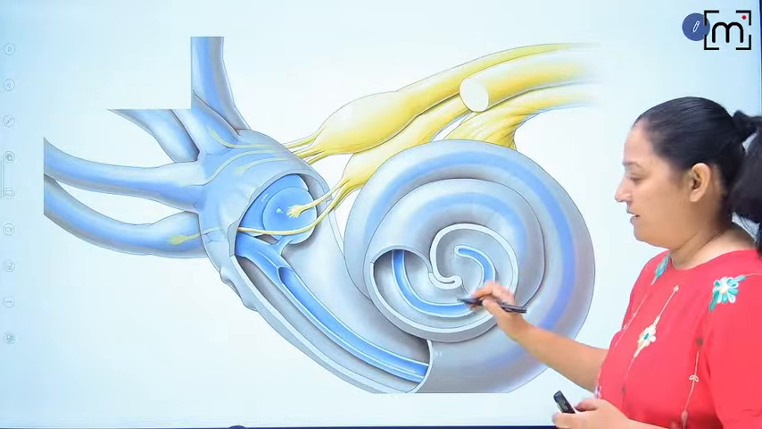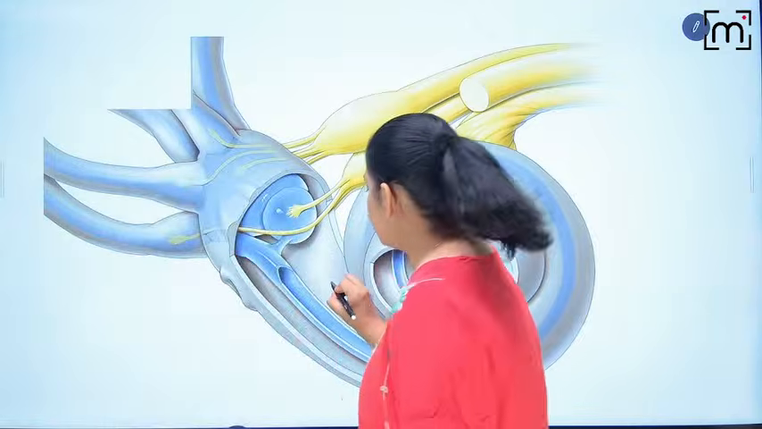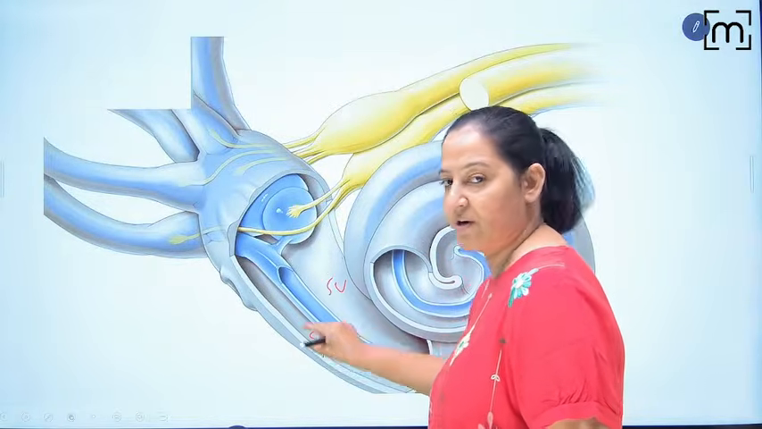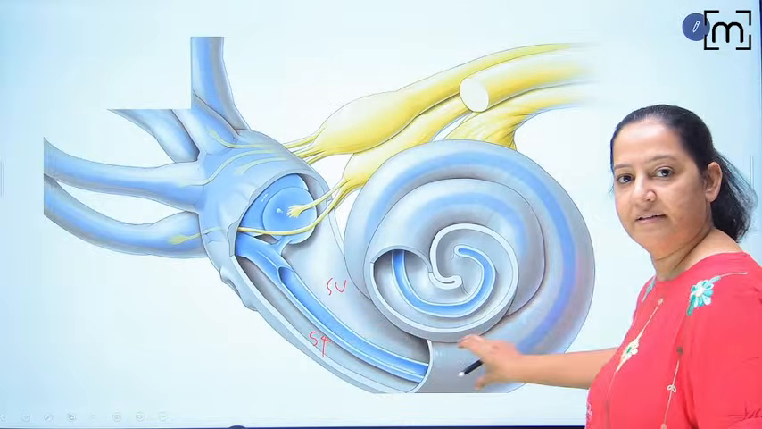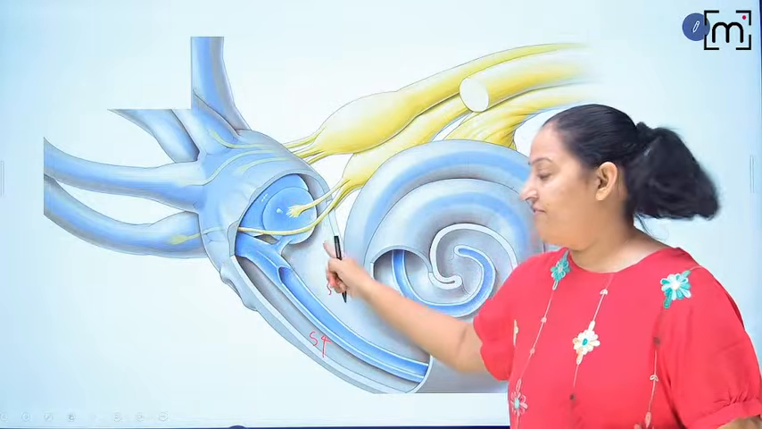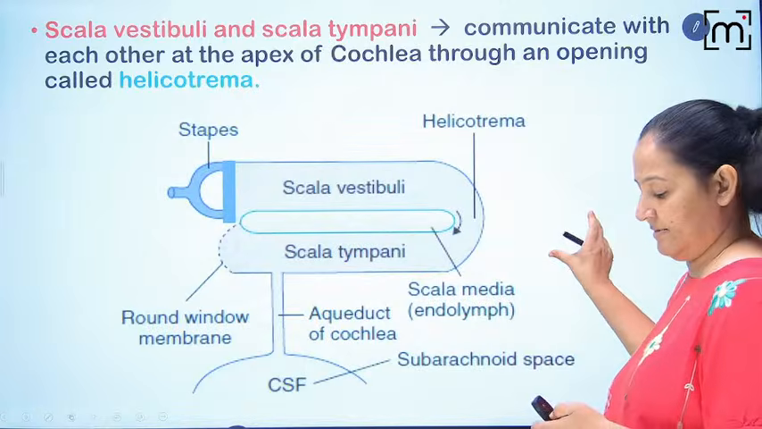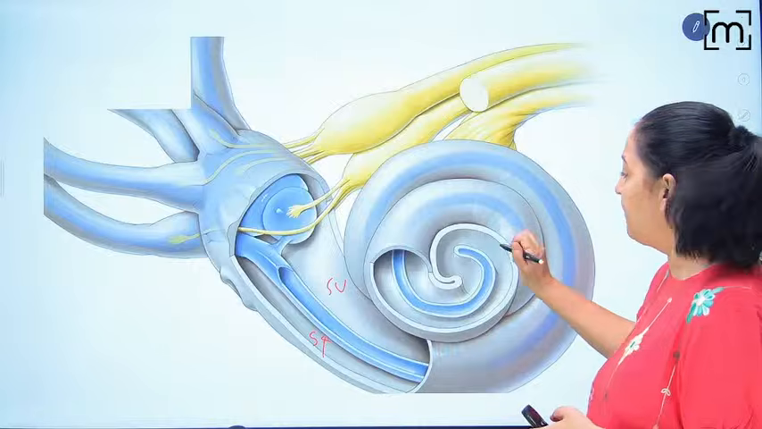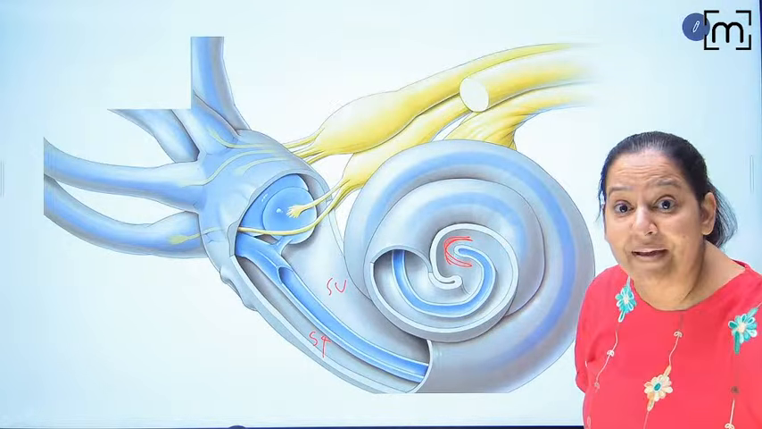Let me show you. Please focus. This is scala vestibuli, and this is scala tympani. I'm interested in the first and the third, not the middle one. The middle one is a tube, membranous. See the first and the third. They are like this, like this. But mind this point: at this point both of them are connected. This point is known as helicotrema.